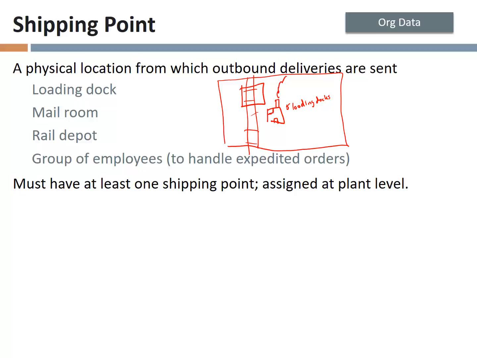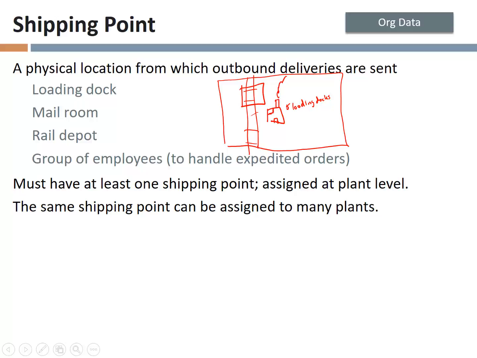So in this example right here, I've only drawn one plant in my diagram. And so all of this exists in the context of that plant. And notice in my picture, some of these are actually in the plant building, but some of it is buildings that are adjacent to it, or even just logical locations, like somebody's desk that's hardly an elaborate physical setup. What is also unique about shipping points is the same shipping point can be assigned to many plants.